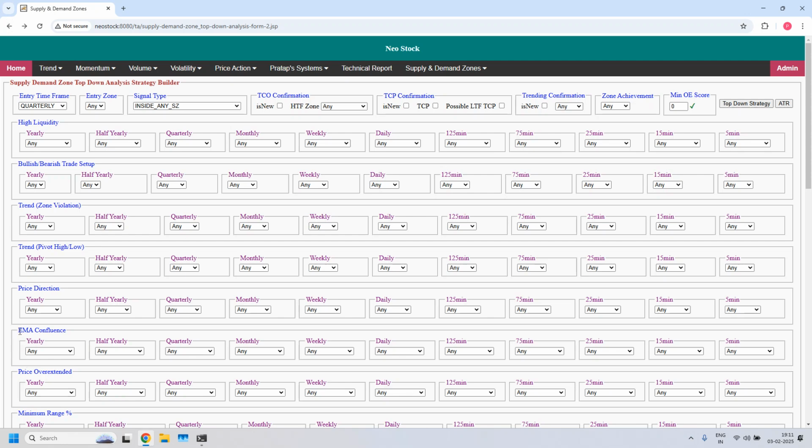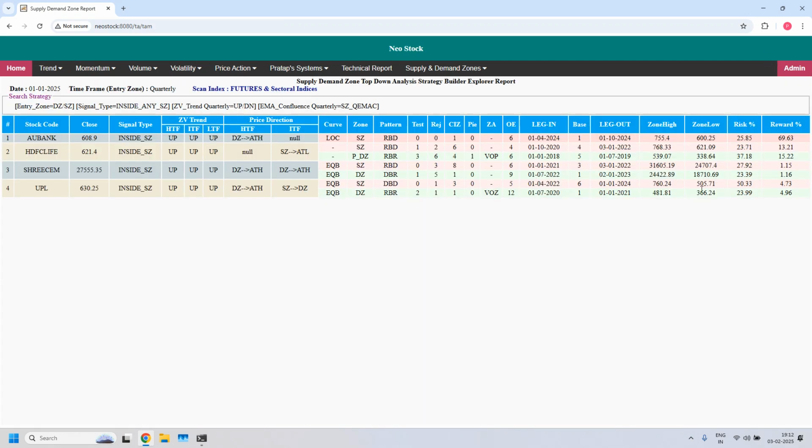So in the EMA Confluence filter at quarterly time frame, I'm setting the filter quarterly supply zone having quarterly EMA Confluence, and trend on the quarterly time frame I am setting either up or down. With these filters we got 4 stocks. These 4 quarterly supply zones are having quarterly EMA Confluence.